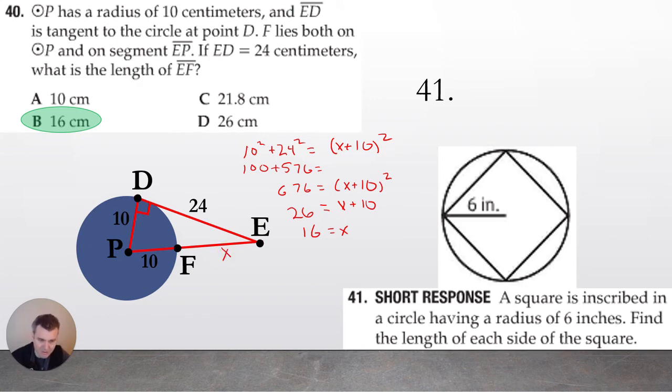41, we had to find a, so we have a square that's inscribed in a circle, and the circle has a radius of 6 inches. We had to find the length of each side of the square. All right. Well, if the radius is 6 inches, that means the radius is 6 inches. And that's a 90-degree angle. And if that's a 90-degree angle, 6 squared plus 6 squared, you got a 45, 45, 90, should give you 6 radical 2. All right, that's 10.5.